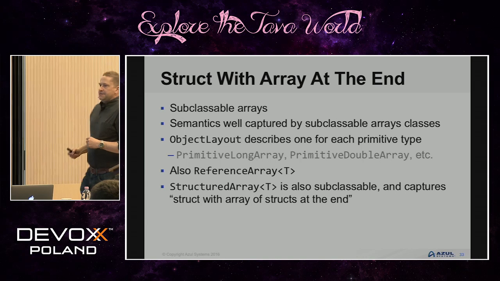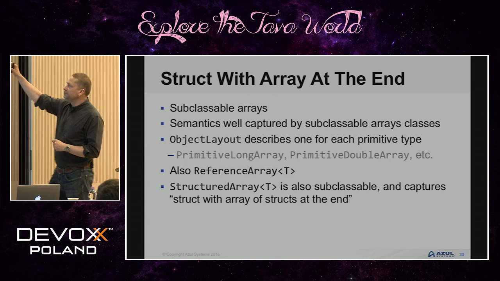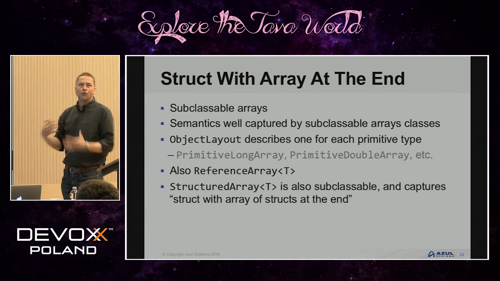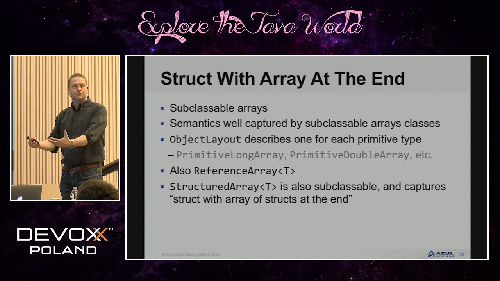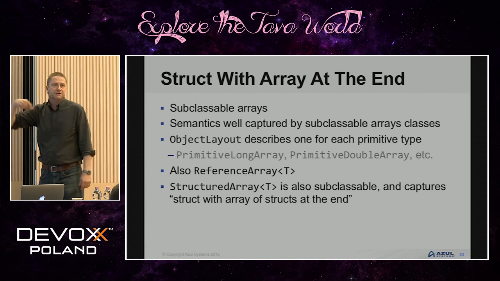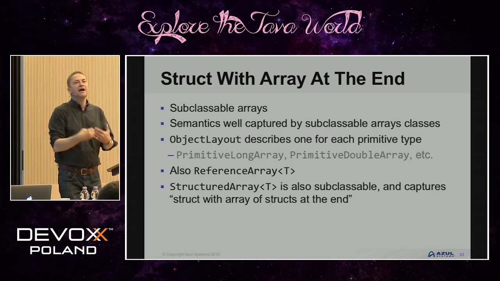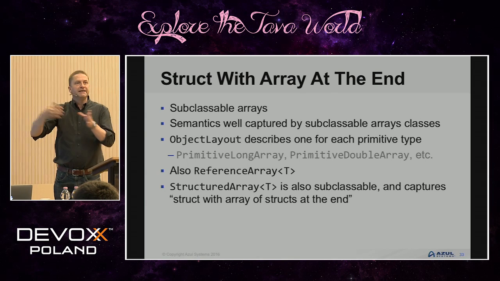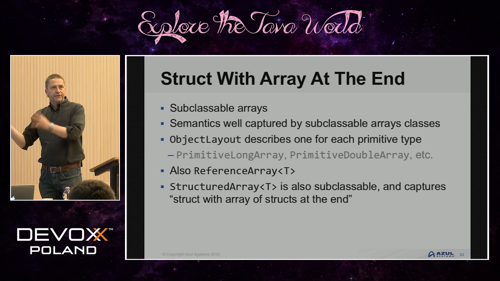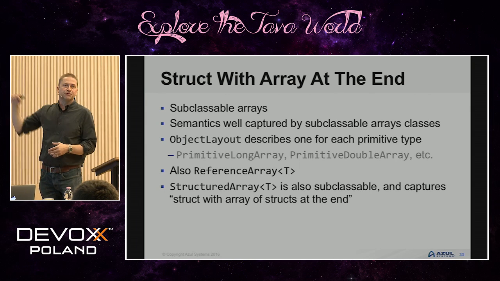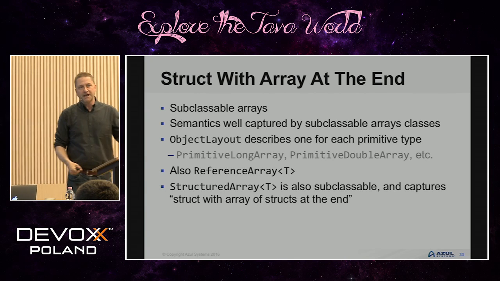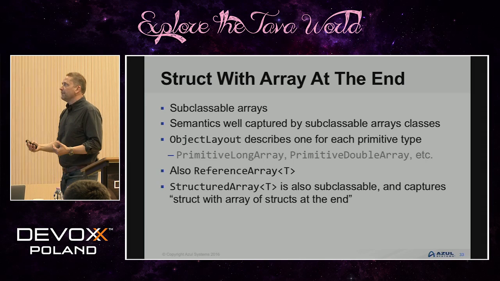Struct with an array at the end. So what we can do here is say, okay, we want to put an array at the end. So we'll have arrays of the types that we need. We've created primitive long array, primitive double array, and so on. So we have the ability to have arrays of any primitive type that you have in Java. And then if you want objects within that array, you can use a reference array of a specific type. So you either put primitives in it or you put an object, and then you can simply do that.